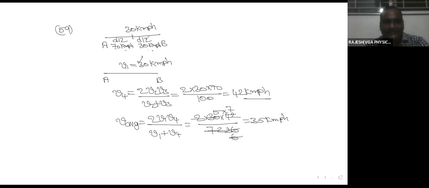Instead of distances, if they say times, I could have taken V4 is equal to V2 plus V3 by 2. Instead of 42, I might have got 50. Then again, I have to take 30 and 50 are equal distances. A to B, B to A same. Right?